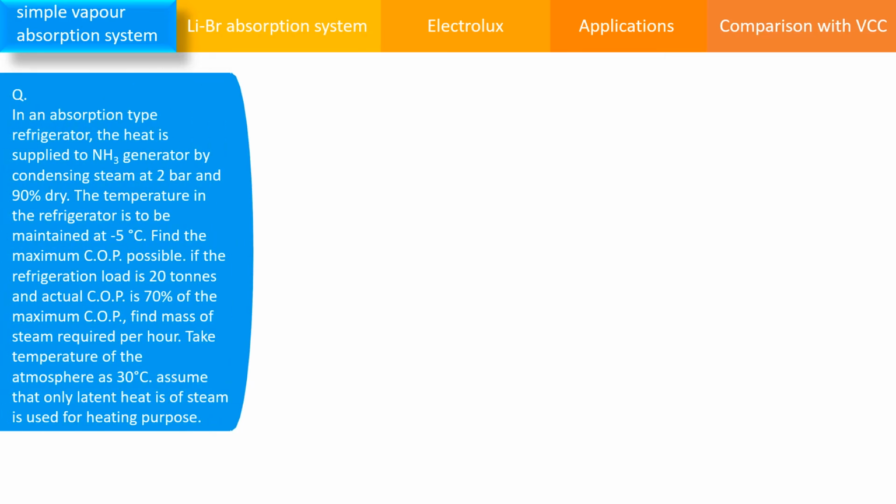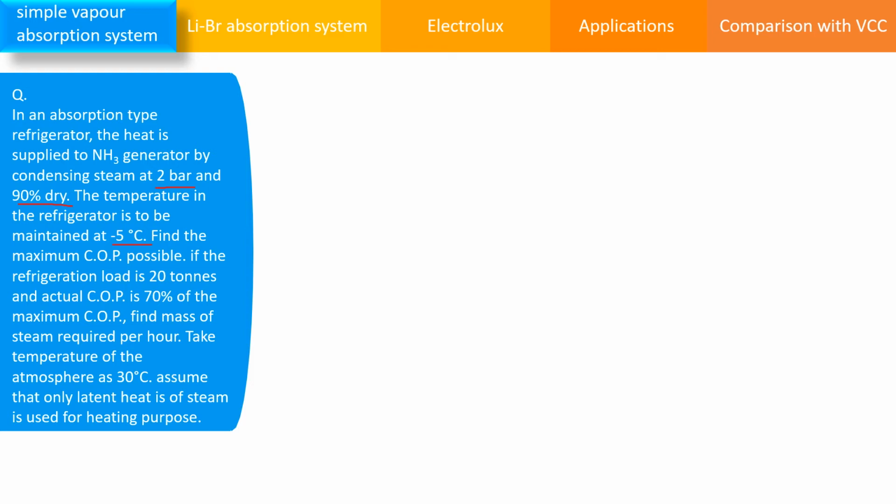So in an absorption refrigerator, the heat supplied to the ammonia generator by condensing steam is at 2 bar and 90% dry. So this is the heat input. This steam is the heating part of the generator. The temperature in the refrigerator is to be maintained at -5 degrees Celsius. This is the temperature in the evaporator. Find the maximum COP possible.